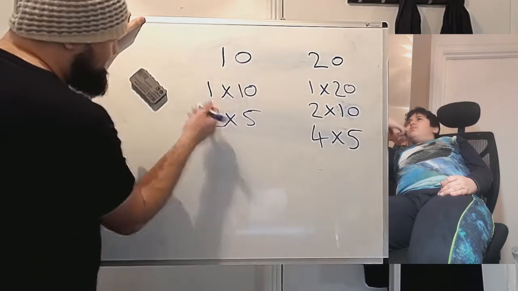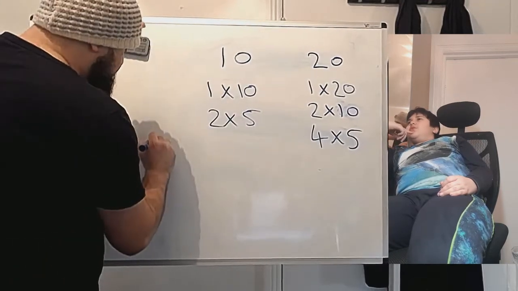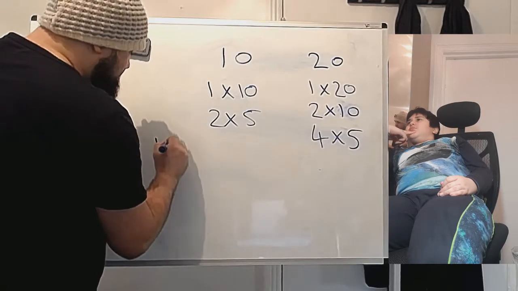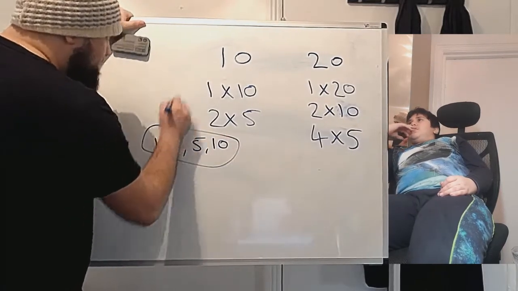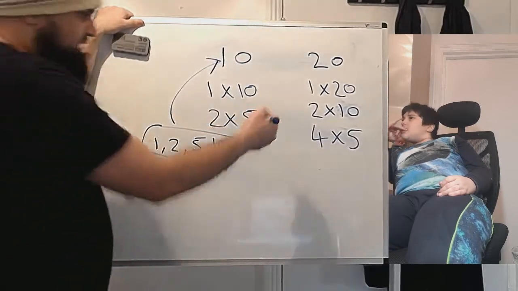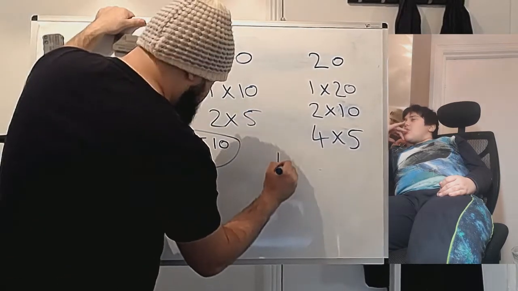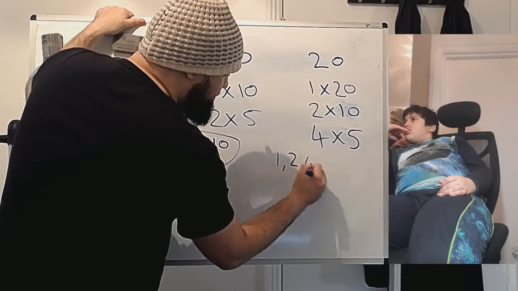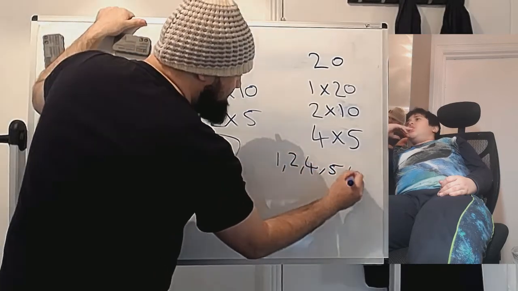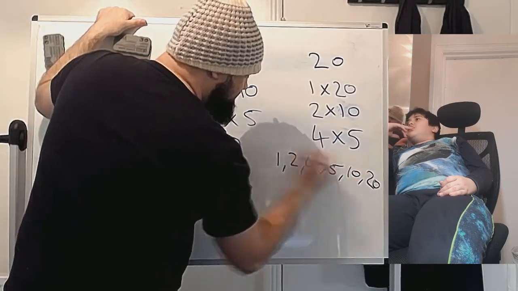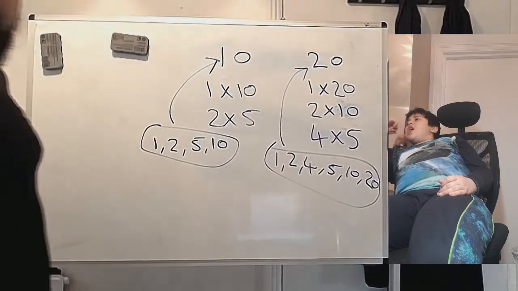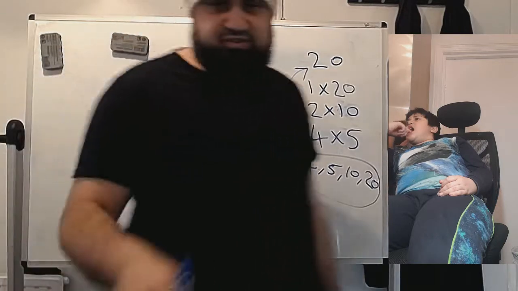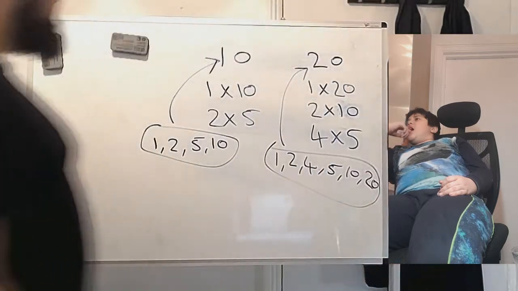So let's just write the factors of 10 down. It's 1, 2, 5, and 10. These are the factors of 10. And the factors of 20 are 1, 2, 4, 5, 10, and 20. And this stuff is very important for simplifying fractions.